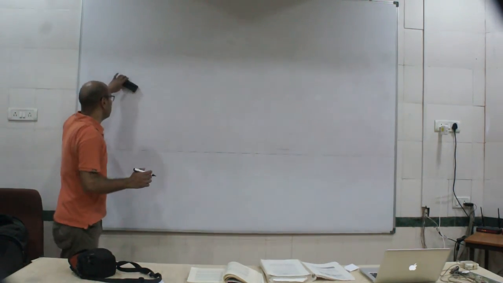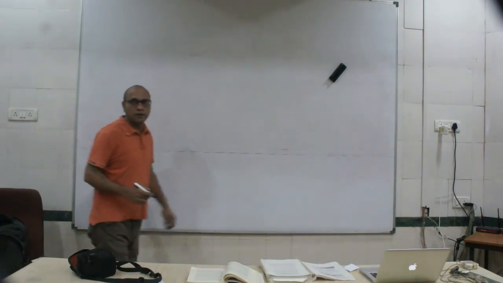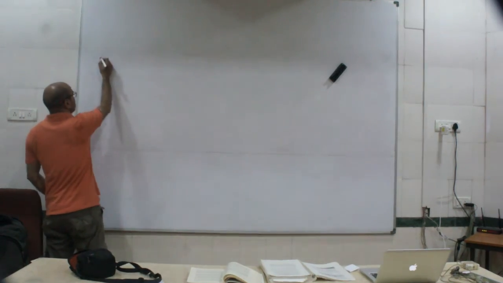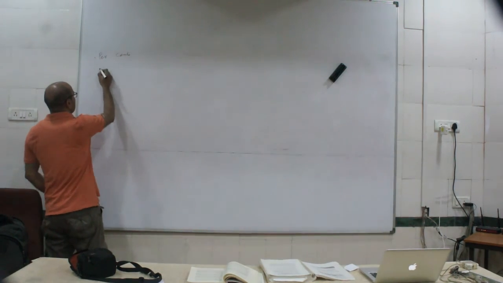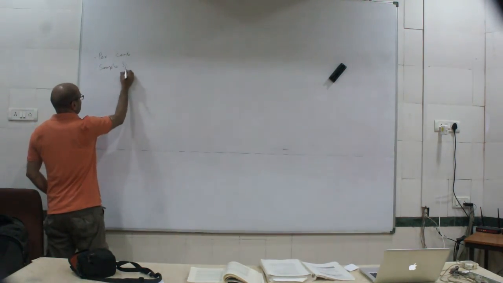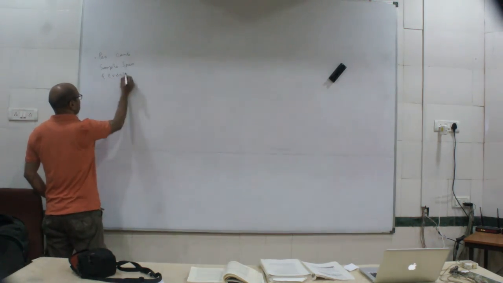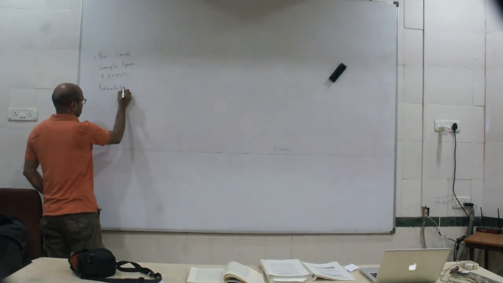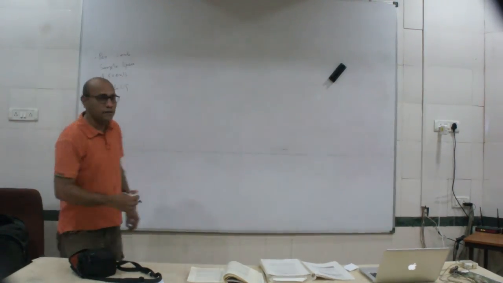The points that I wish to cover in this class are, number one, permutations, combinations, then sample space and events, then probability. I think that's it, right? Random variable.